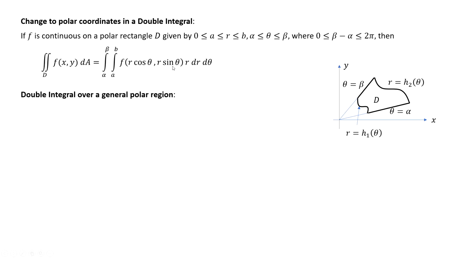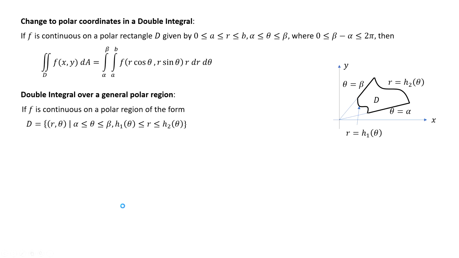Would f of r cosine theta, r sine theta be the same? Yep, that's going to be the same. And dA, should we replace that with r dr d theta? Yep, that's the same. The limits alpha to beta, which are the limits on theta, theta equals alpha to theta equals beta, that doesn't change. What about r equals a to r equals b? Obviously, that's the one that's going to change. Instead of integral a to b, we'll say h1 of theta to h2 of theta. That's the only difference.